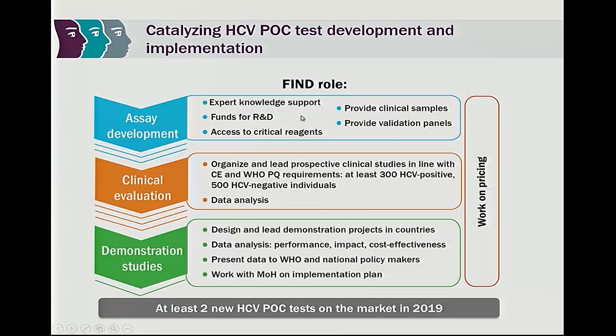And with the partners, there we primarily provide the knowledge support, we provide the funding, the clinical samples, validation panels. Once there's a product that fits the TPP, we take it into clinical trials. We have a very large clinical trial network. And once there is approval and endorsement from the WHO, then we work with countries to actually implement this. And across all of these, in parallel, we also work on pricing. This we do in partnership with Global Fund, for example, and other lead partners.